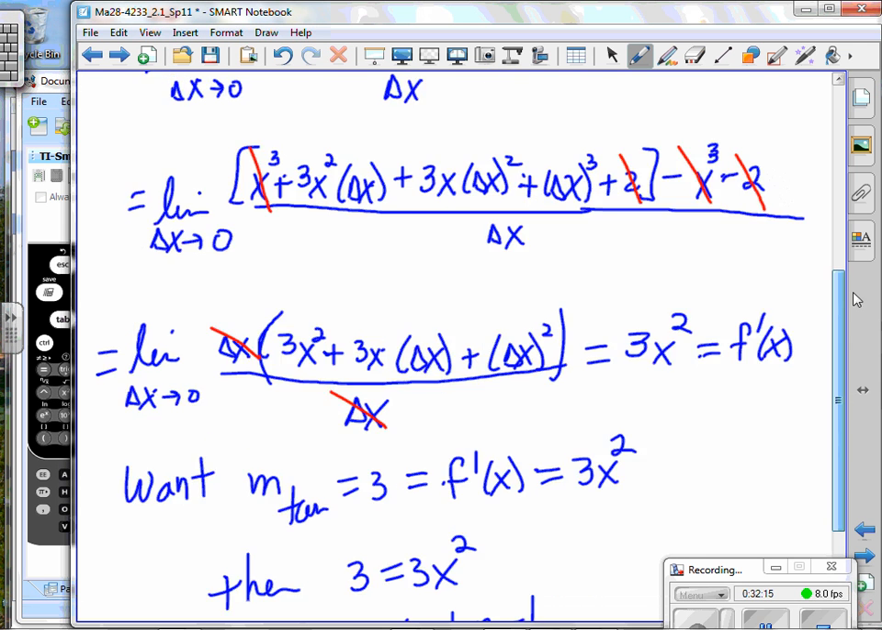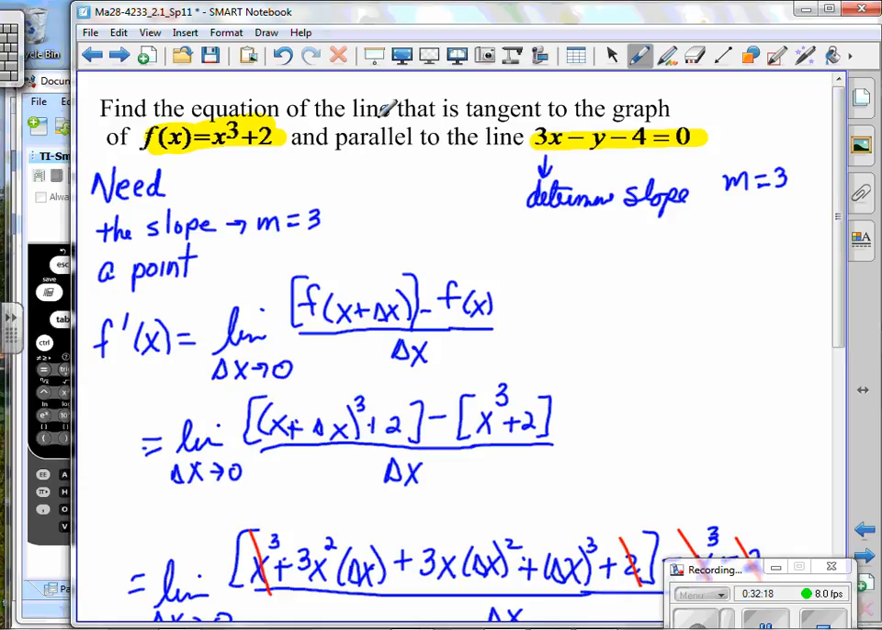Let's go back to the top. It said, write the equation of the line. Did we write the equation of the line? No. All we know at this point is that the slope is 3 and that the point has either an input value of 1 or negative 1. What else do we need to know? We need a point, right? If the input is 1, what's the output?